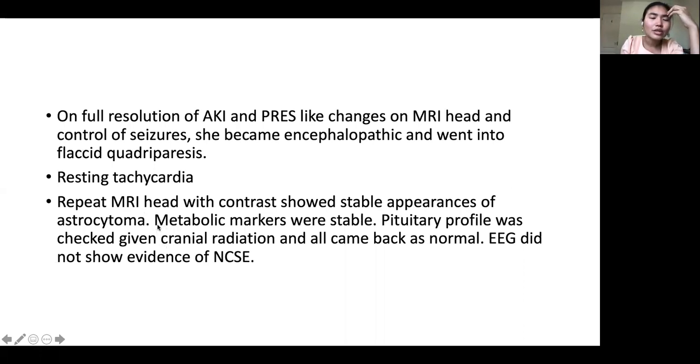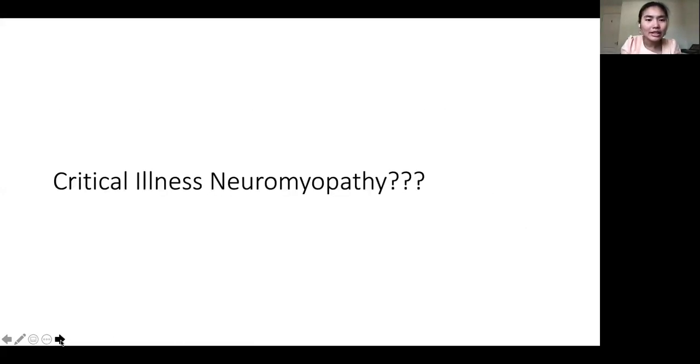We tried to look for alternative causes. Did the patient have worsening of astrocytoma? No, that wasn't the case. And we checked metabolic markers, kidney function test, liver function test, etc. All were normal. She had cranial radiation, so we thought, oh, could it be hypopituitarism, because the patient is feeling unwell? That was also not the case. We did EEG, electroencephalogram, to check whether she has clinically undetectable, what we call subclinical seizures. And again, she didn't have any seizure activity on EEG either.